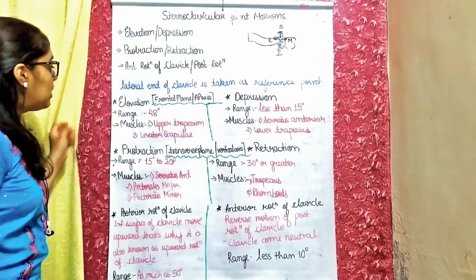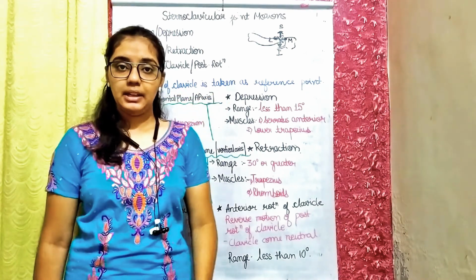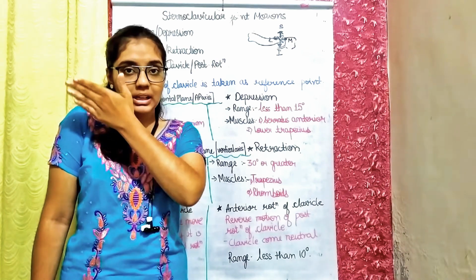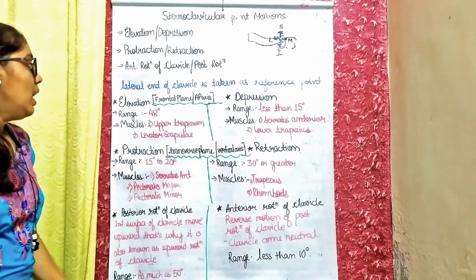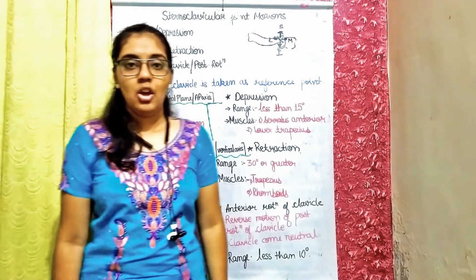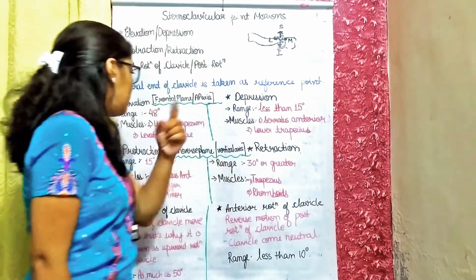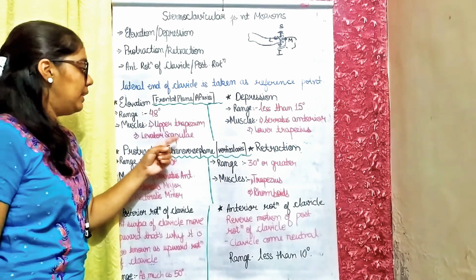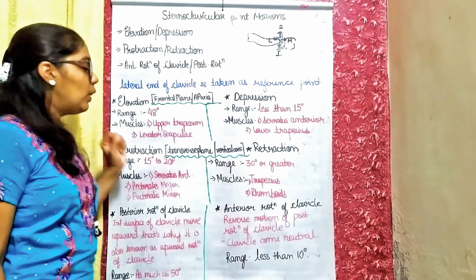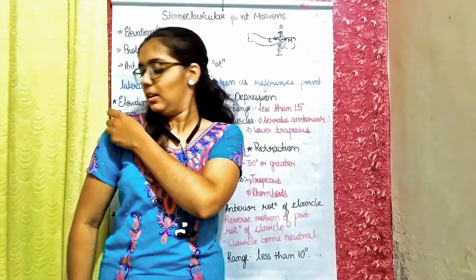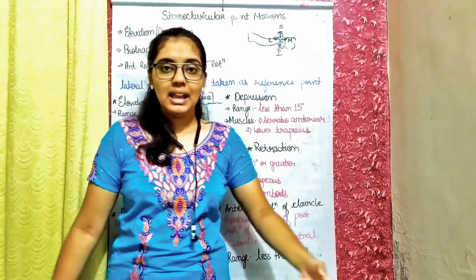Now, first of all, we will discuss elevation and depression. Both these movements occur in the frontal plane and anterior posterior axis. The range of elevation is 48 degrees, and this movement is done by the upper trapezius fibers and levator scapulae. These two are the main muscles for elevation. When the lateral end of the clavicle moves upward, it is known as elevation.